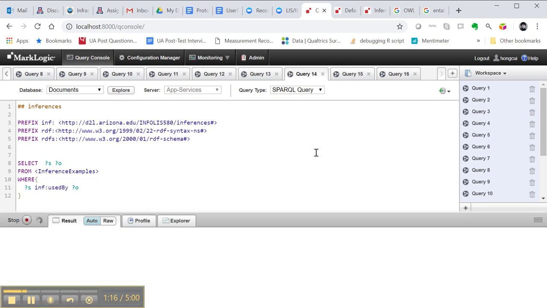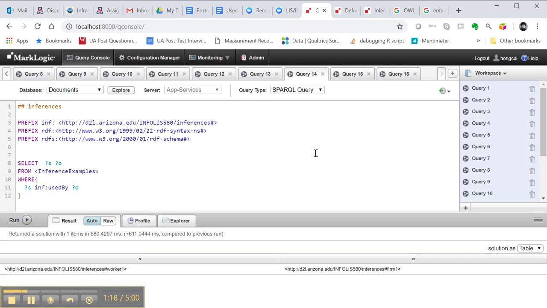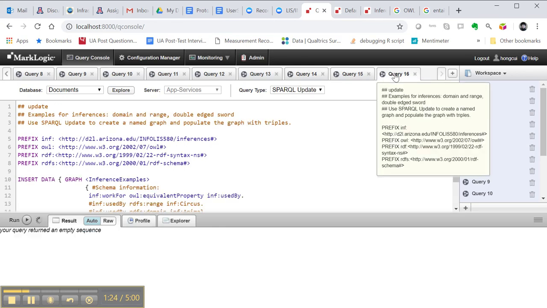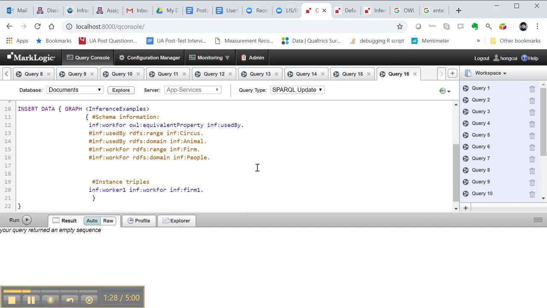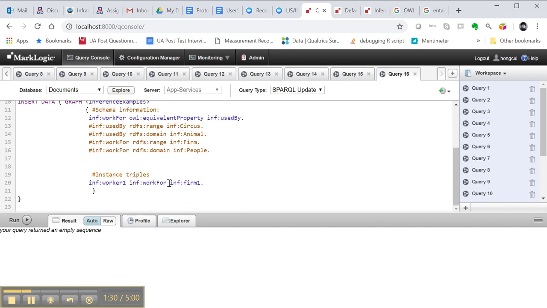So when I run this, as we expected, we see that worker1 is used by firm1. Why is that? Because we said workFor is equivalent to usedBy. Therefore, whenever we use workFor, it can be replaced by usedBy. Therefore, the system can infer that worker1 is used by firm1.